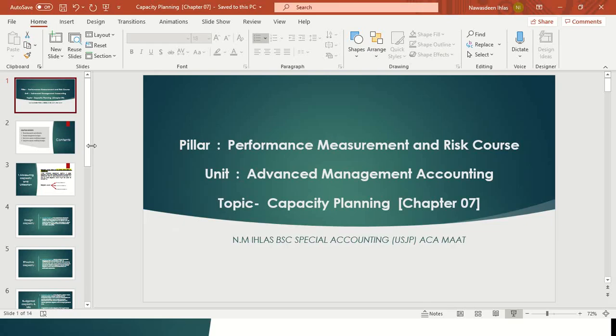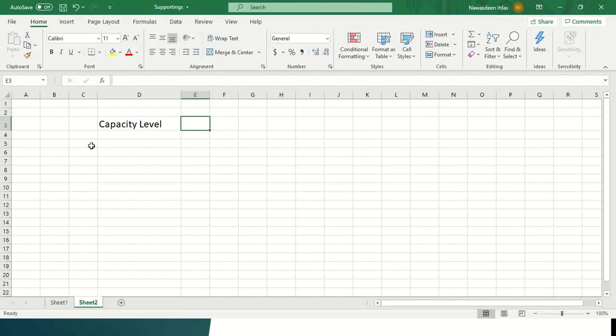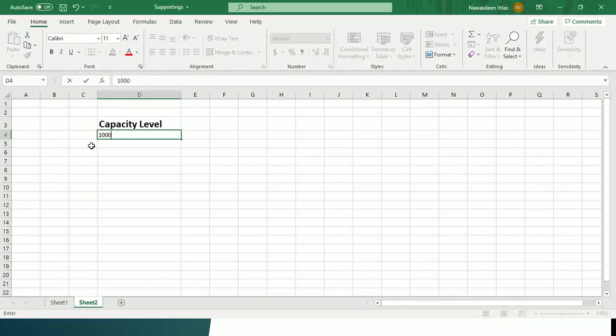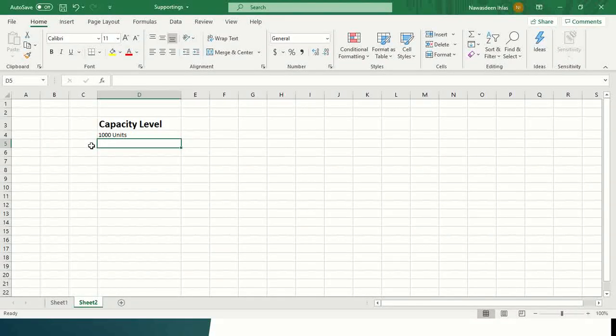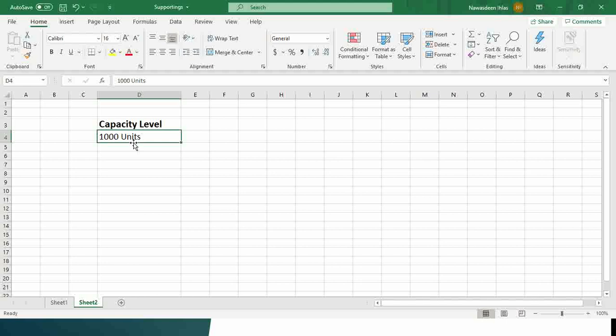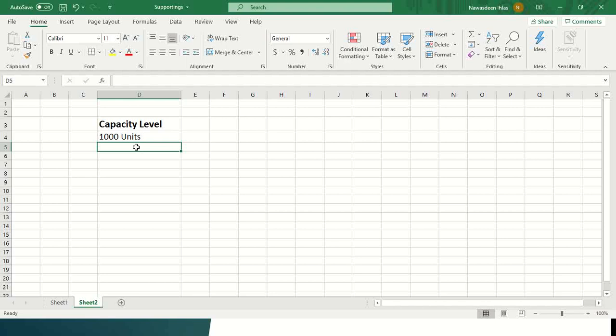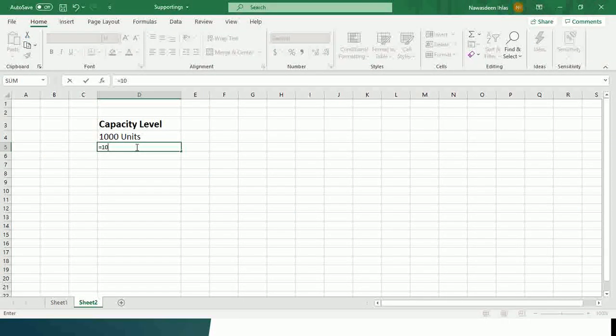For one organization their capacity level can be 1000 units for that particular period, which means for that particular period they can produce only 1000 units. So the 1000 units will be their capacity. So this is in unit terms. Say one product needs 2 labor hours to produce, which means to produce this 1000 units we need 2000 hours. So 1000 into 2.